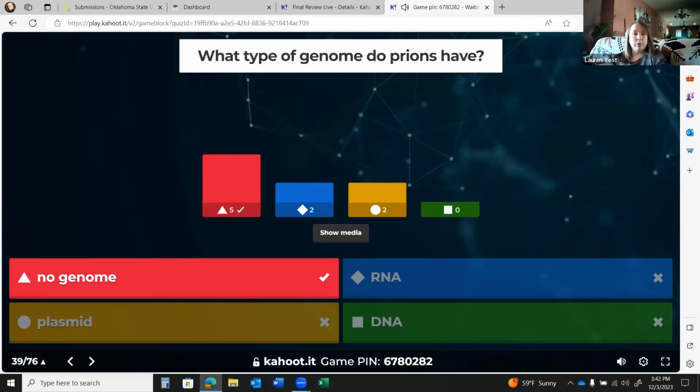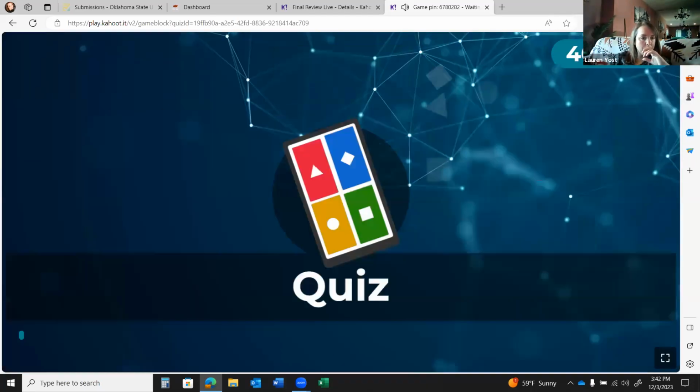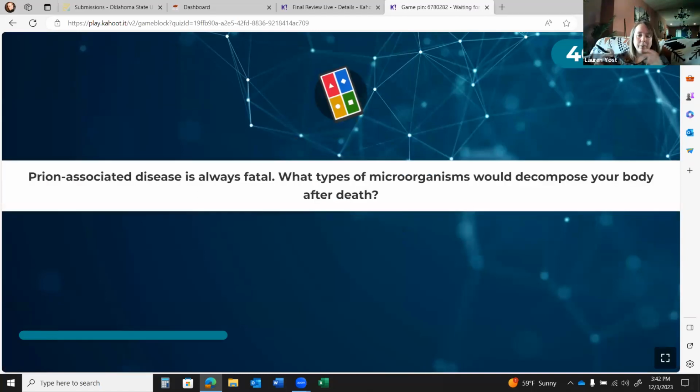Right, so they are not going to have a genome, they're just protein. Literally, that's all it is, a protein. So prion associated disease is always fatal.